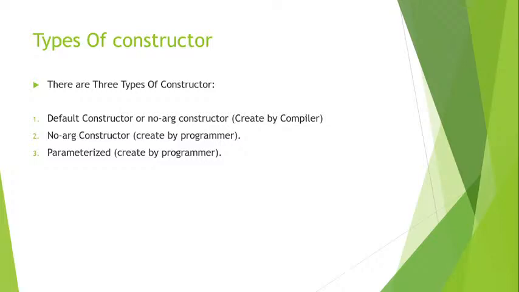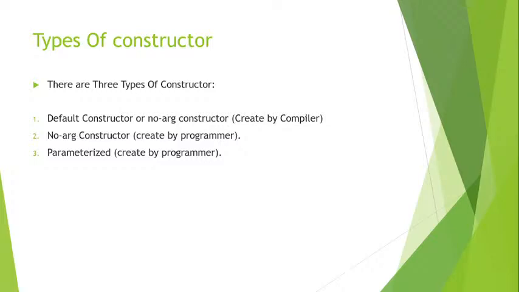What is meant by a no argument constructor? It is a constructor which does not have any parameter. A constructor which has a number of parameters, or a single parameter, is called a parameterized constructor. And if you are not creating any constructor, not even a single one, the compiler will create a constructor internally, called the default constructor. And the compiler creates the no argument constructor. These are the three types of constructor we have.